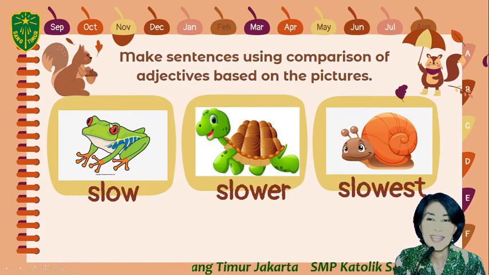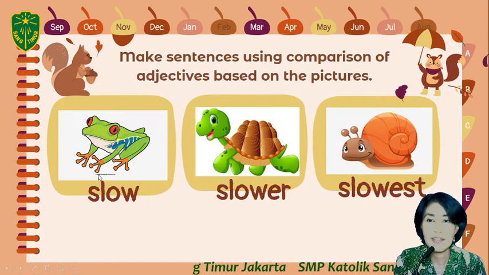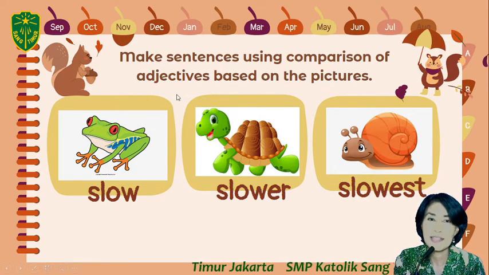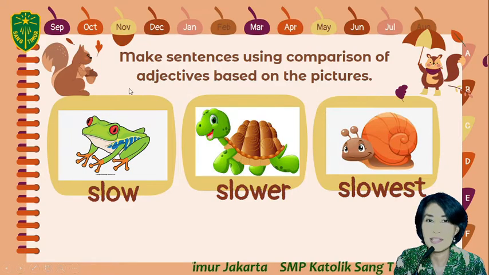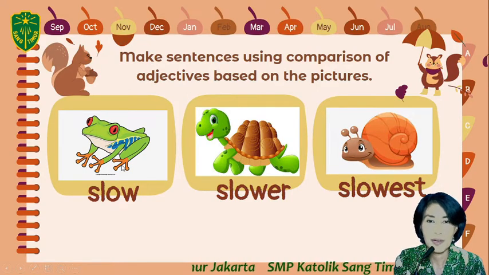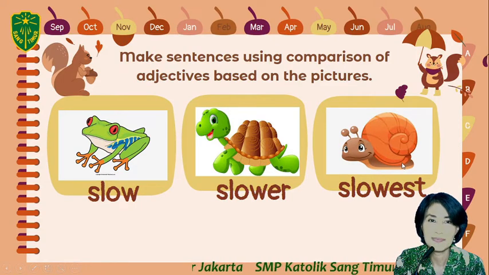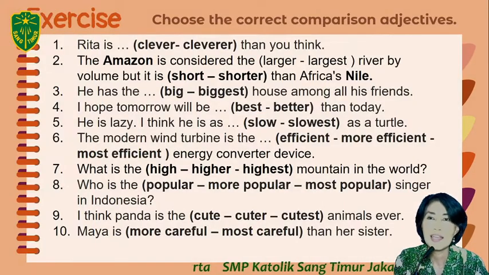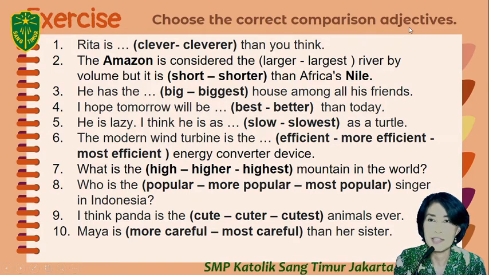Now, here I have three pictures of animals. Okay, they are slow. So, can you make sentences using comparison of adjectives based on the pictures? The frog, turtle, snail. Okay, you try it yourself. And here are more exercises for you. Choose the correct comparison of adjectives.